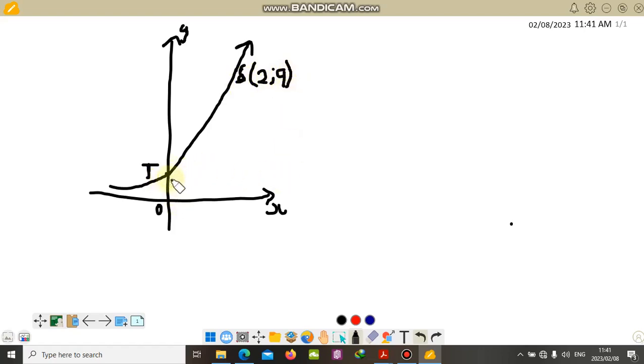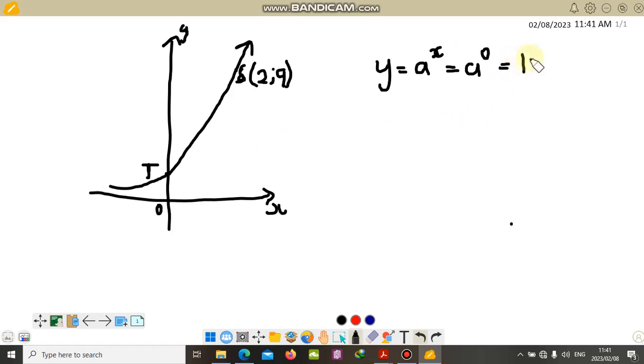So they want us to find the coordinates of T. What do we know about T? What we know about T is that the x value is 0. We have y equals a to the power of x, right? But what is the x value here? The x value there is 0 because that is the y-intercept. This is a to the power 0. So when you say a to the power 0, what do you get? You get 1 because a represents a number. So any number to the power of 0 is 1.